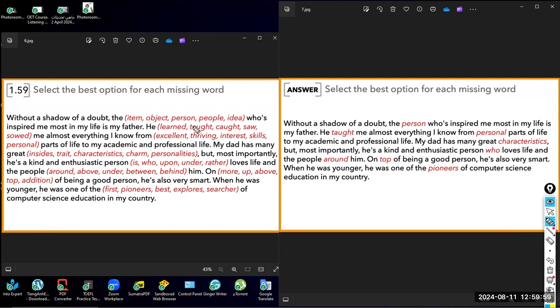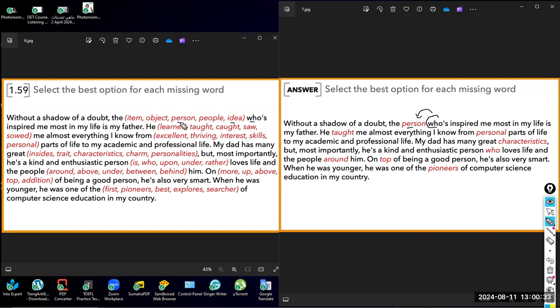Okay, so we notice, guys, that the first blank is person. Now, if you want to ask me why, keep in mind that here I have a relative pronoun, which is who. Who, I have to use who for what? For people. So I have to say, without a shadow of a doubt, the person who. So this is why I cannot say the item who. With item, for example, I have to use which, not who. With idea, I have to use which. With object, I have to use which. So with people, I have to use who.